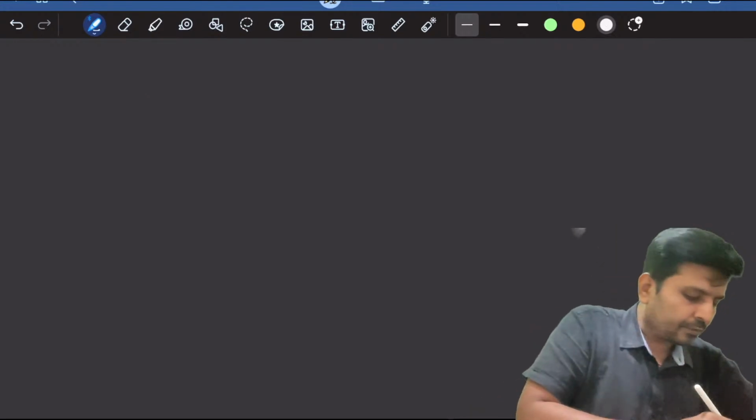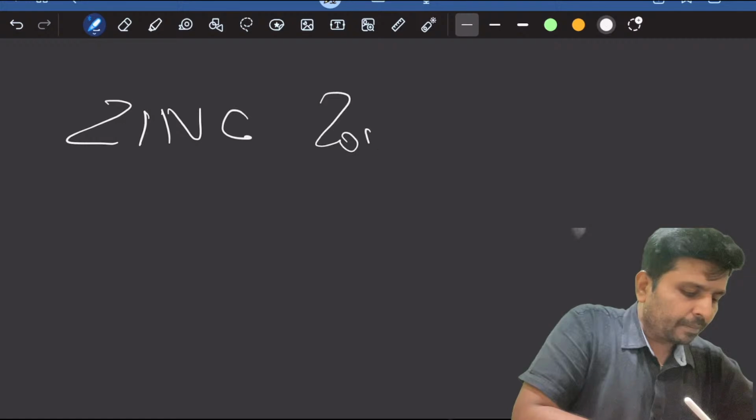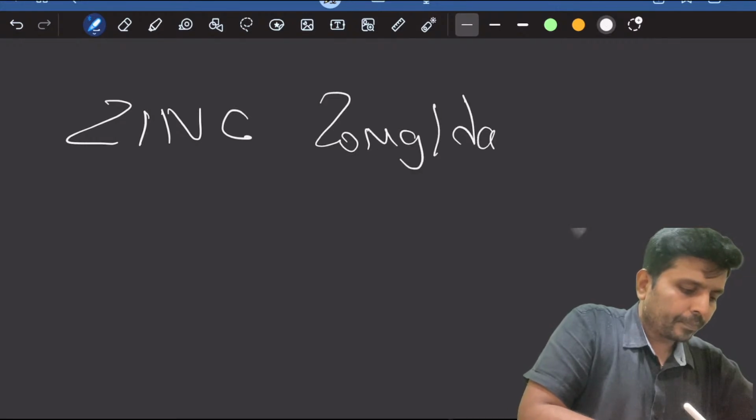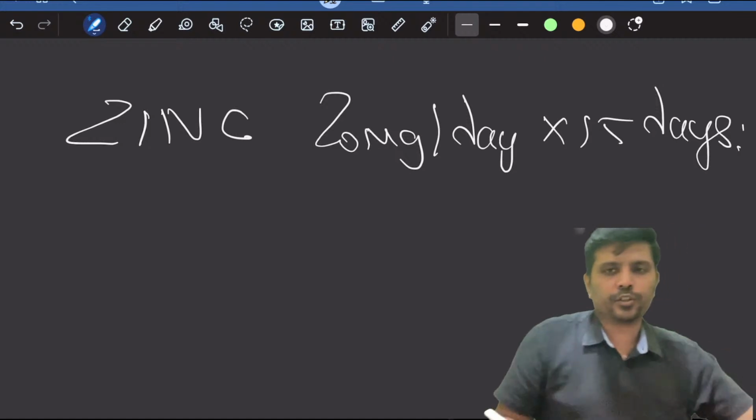What is the drug of choice? Is there any drug of choice? Zinc is the drug of choice, 20 milligram per day for 15 days. The only drug of choice.